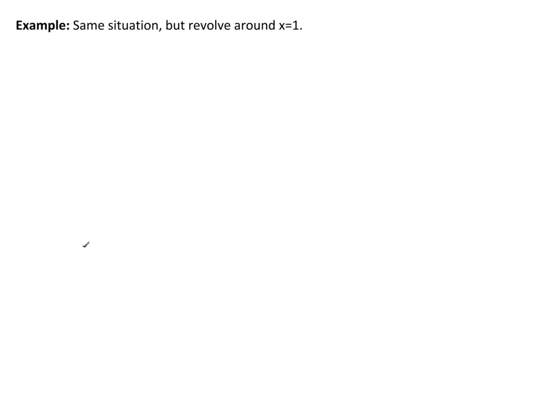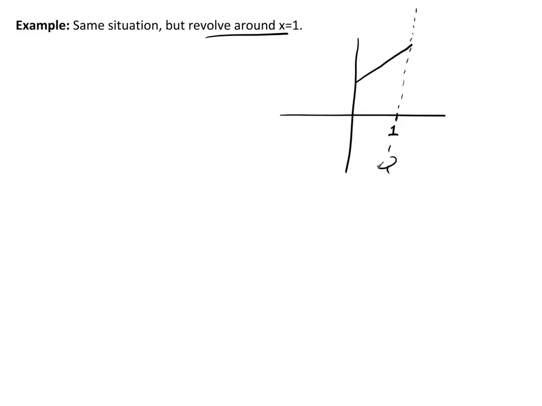I want to take a look at the exact same situation, same function. This time, I want to revolve it around x equals 1. Well, what does that mean? Well, I have this function here. It comes out to 1. But this is now going to be my axis of revolution. I'm not going to revolve it around the y-axis. I'm going to revolve it around this thing. So when I do, what I get is something that looks like this. And this is the solid that I'm looking for.